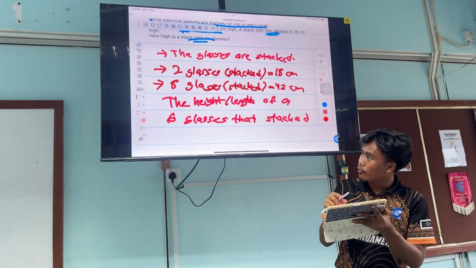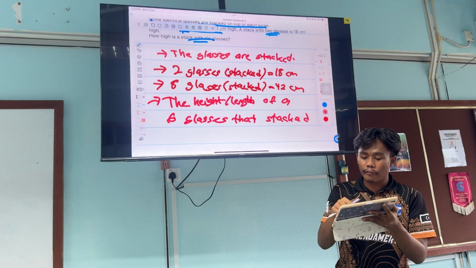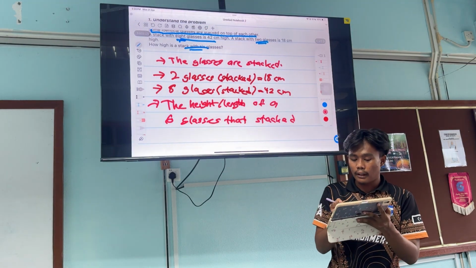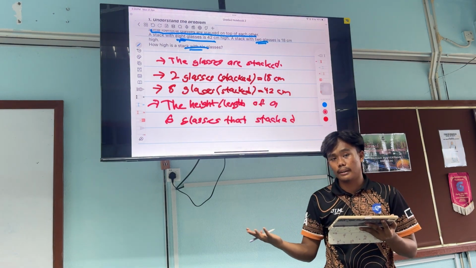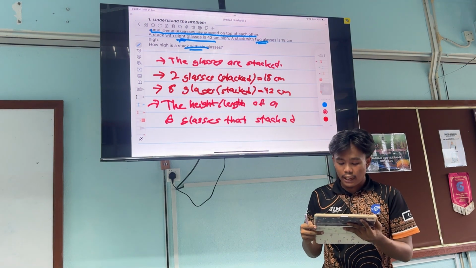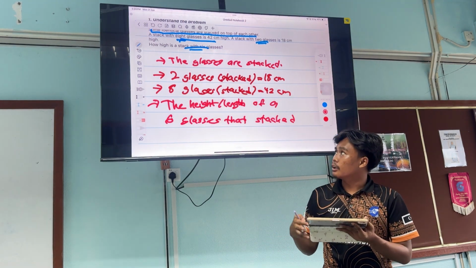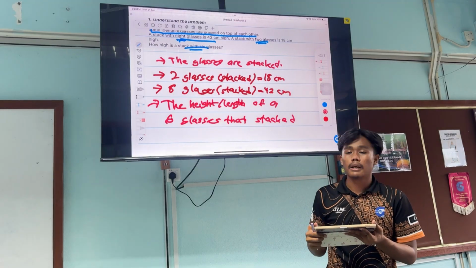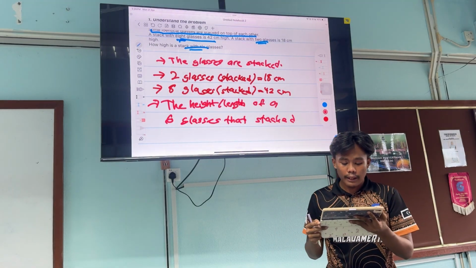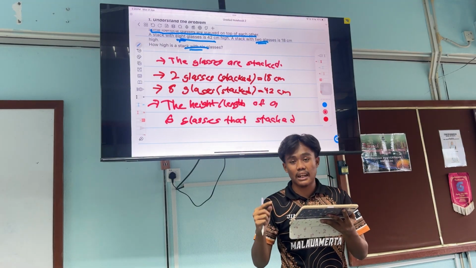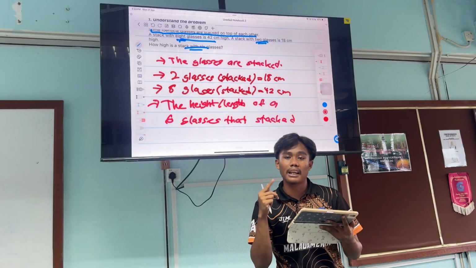So there are 4 keys that I have highlighted, such as the glasses. We should be aware that the glasses are stacked, and given the information, the 2 glasses stack is equal to 80 cm, the 8 glasses stack is equal to 42 cm, and we need to determine the height of the 6 glasses that are stacked.